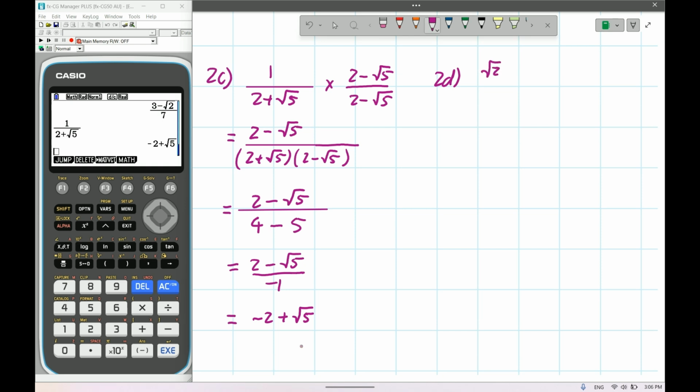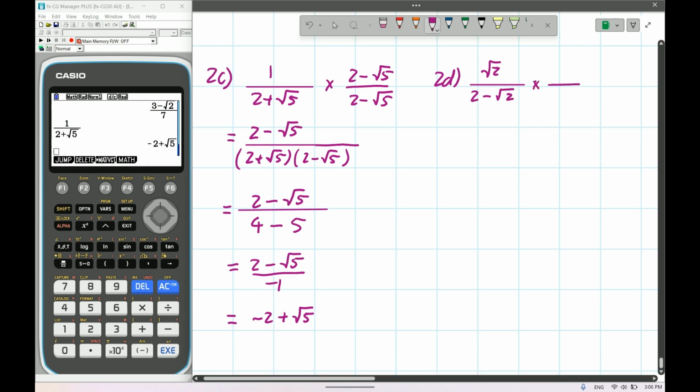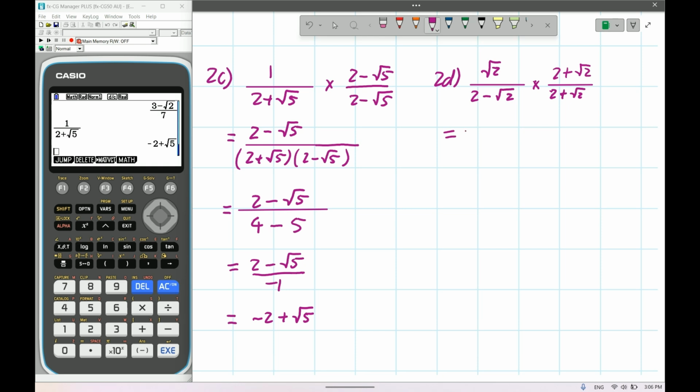So you got root 2 over 2 minus root 2. So we want to multiply by its conjugate again, which is 2 plus root 2, 2 plus root 2. Root 2 brackets 2 plus root 2. And then this will become 2 minus root 2, 2 plus root 2. I understand I'm saying lots of 2's. This question just has a lot of 2's in it.